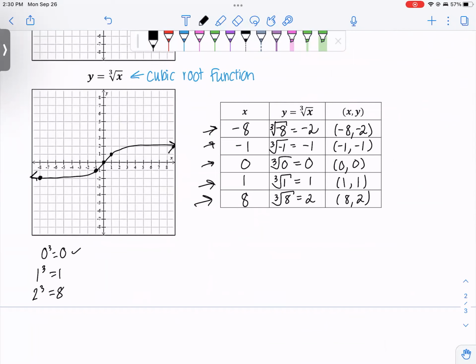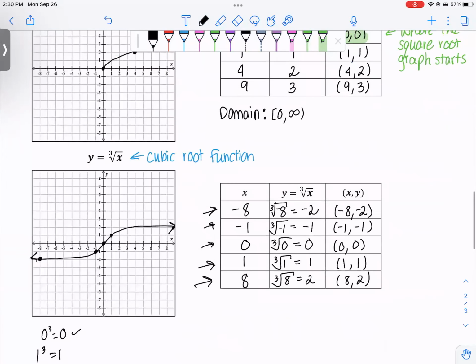All right, so these are our base functions. These are our library of base functions. We're going to be doing transformations on them. So you want to know them. You want to know what they look like. You want to know these special points.